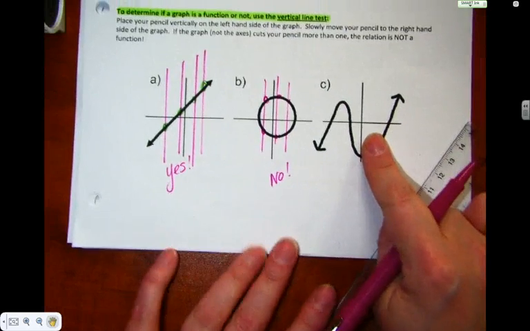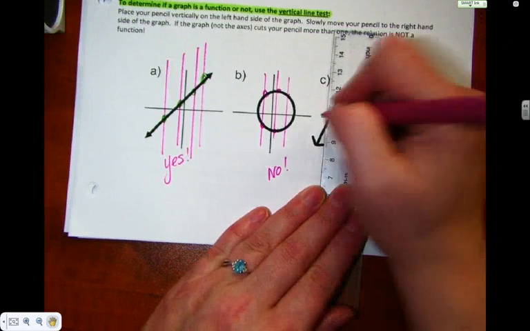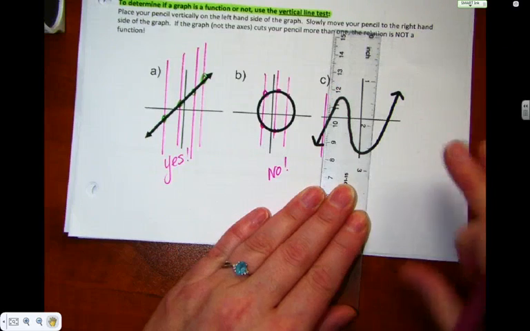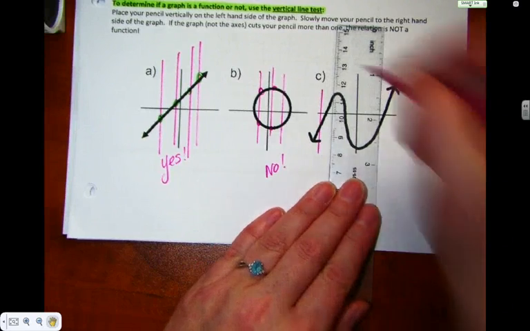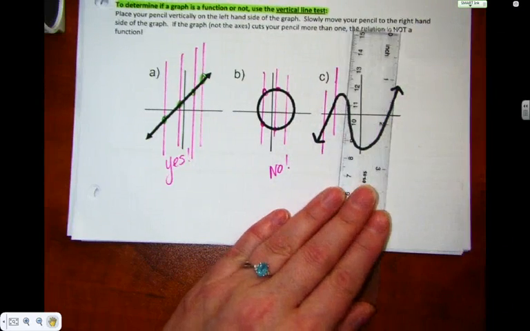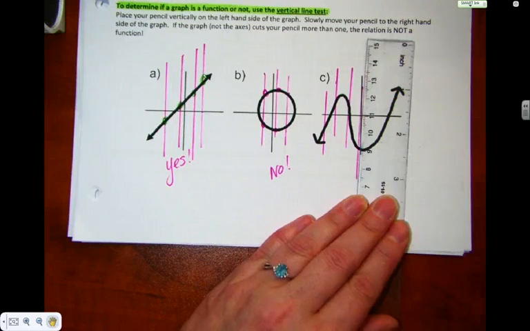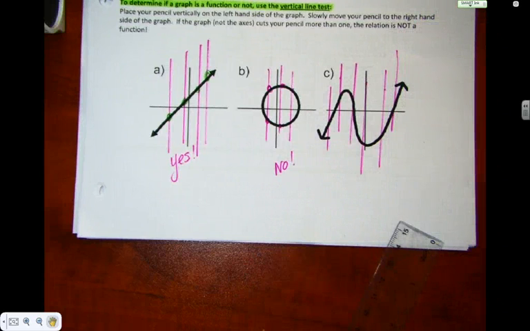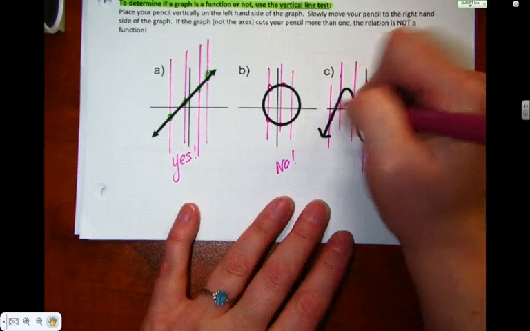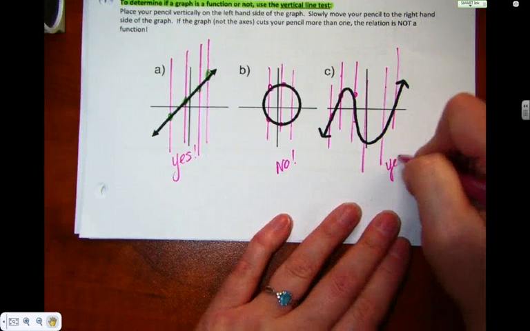This guy you'll meet in grade 12, his name is a cubic. He's a pretty cool function. If I look here, and again, you don't have to draw the lines, I'm just showing for the visual people what's going on. How many times does that line cut through? Once, and here, once, and here, once. It doesn't matter where I put the vertical line. If I move it from left to right, it's only going to cut once. Conclusion? Yes, it's a function.